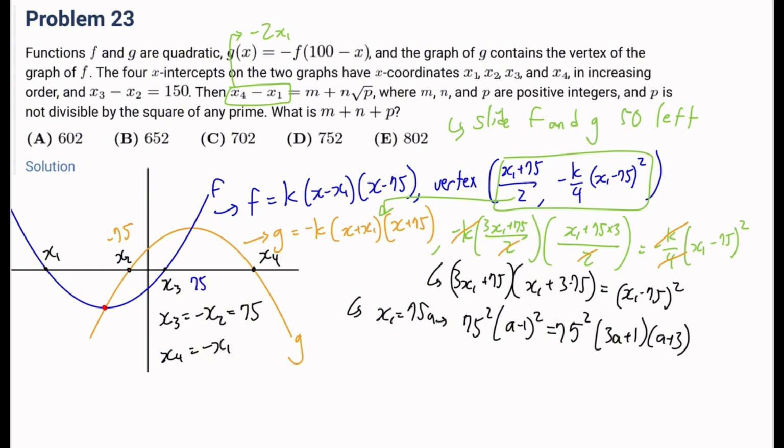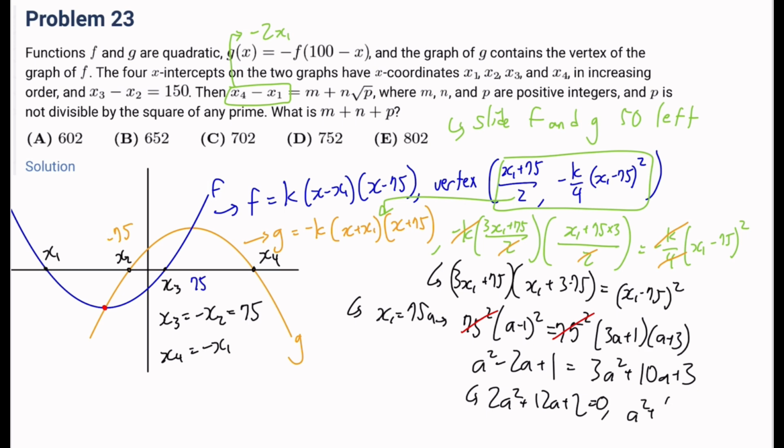And so we just take out the 75 squares, and then we get a squared minus 2a plus 1 equals 3a squared plus 10a plus 3, right? And so this is going to give us 2a squared plus 12a plus 2 equals 0. And so a squared plus 6a plus 1 is also equal to 0. Here we use the quadratic formula. So this is going to give us that a is equal to minus 6 plus or minus 4 root 2 over 4, right? And that's just equal to minus 3 plus or minus 2 root 2, right?